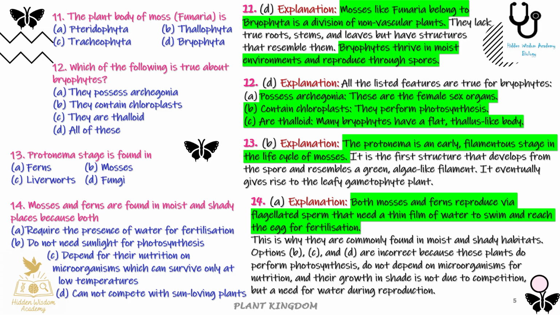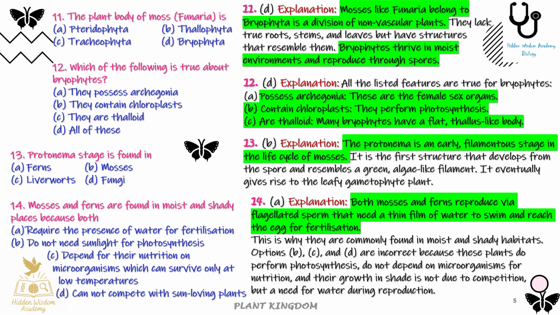Explanation: the protonema is an early, filamentous stage in the life cycle of mosses. It is the first structure that develops from the spore and resembles a green, algae-like filament. It eventually gives rise to the leafy gametophyte plant. So, option B is the correct answer.